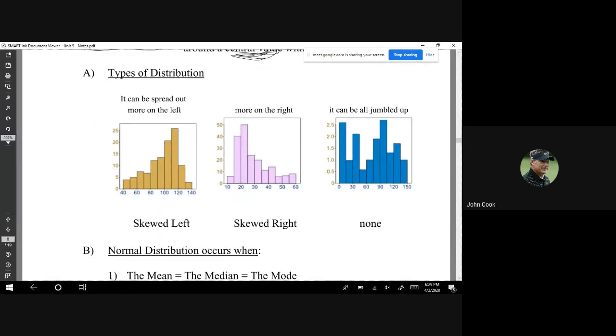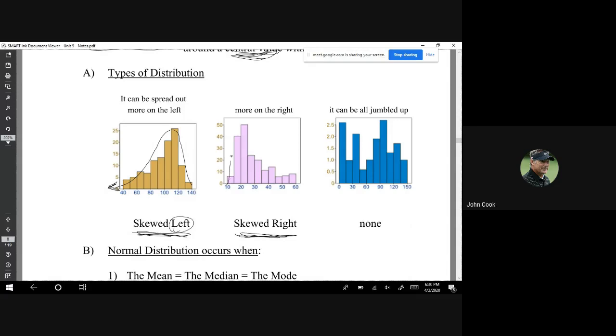So types of distributions. It can be spread out more on the left, or it can be spread out more on the right, or all jumbled up. When it's spread out specifically to the left or to the right, we call those skewed distributions. So that's what these little terms down here mean: skewed to the left and skewed to the right. But what is skewed to the left? Well, if we draw a little curve around the distribution, it comes up with a little tail at the end, and the majority of the data is over to the right. Wherever the little tail is pointing, that's the direction that it is skewed.